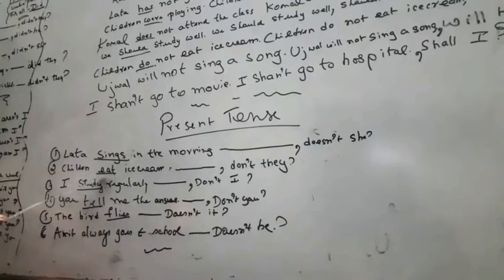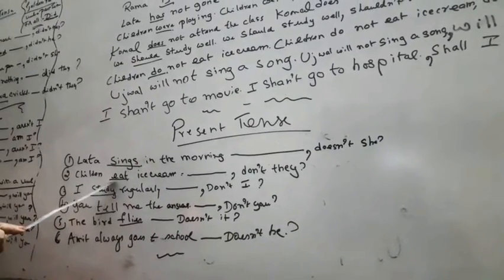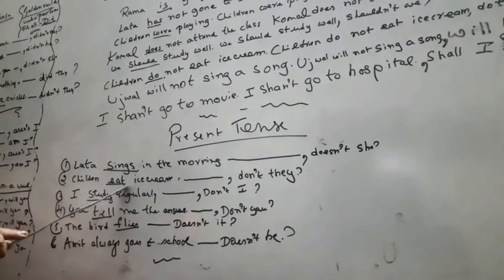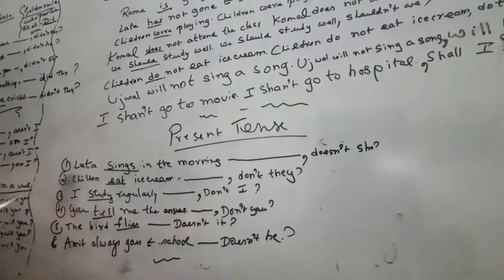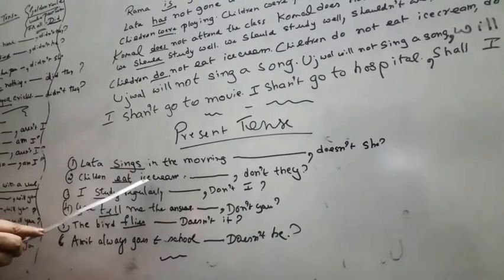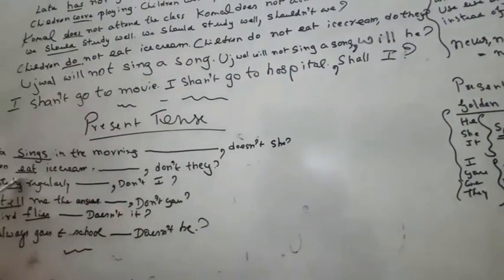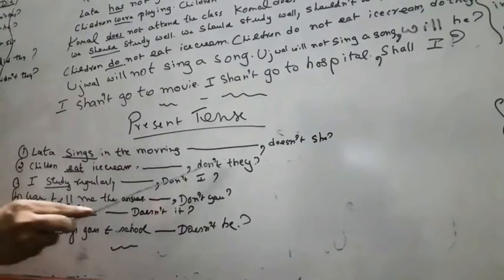Now, children eat ice cream. Now see, eat. Here you don't see he or she. Children eat ice cream. Children means they. Now you have to write do. So, don't they, because the sentence is positive. So you have to write don't they.